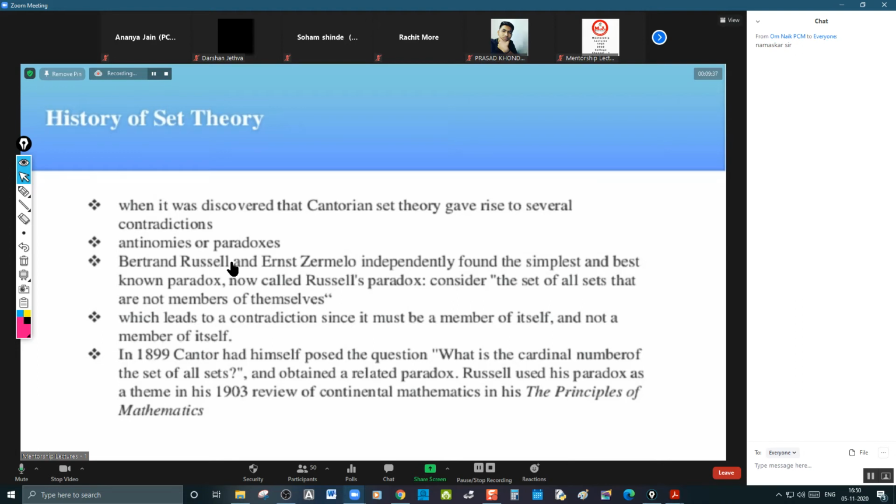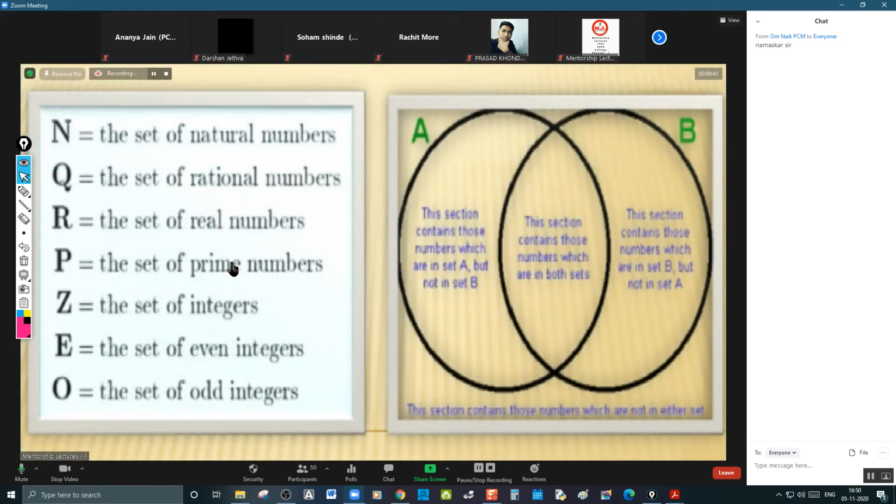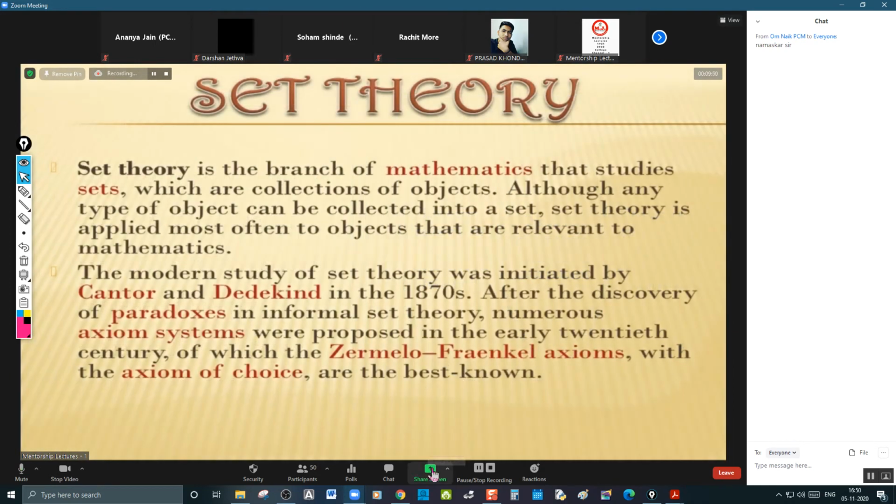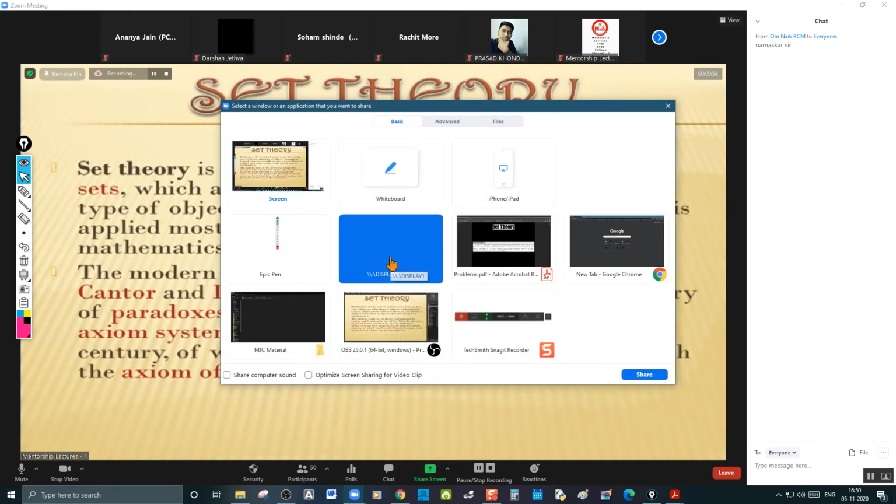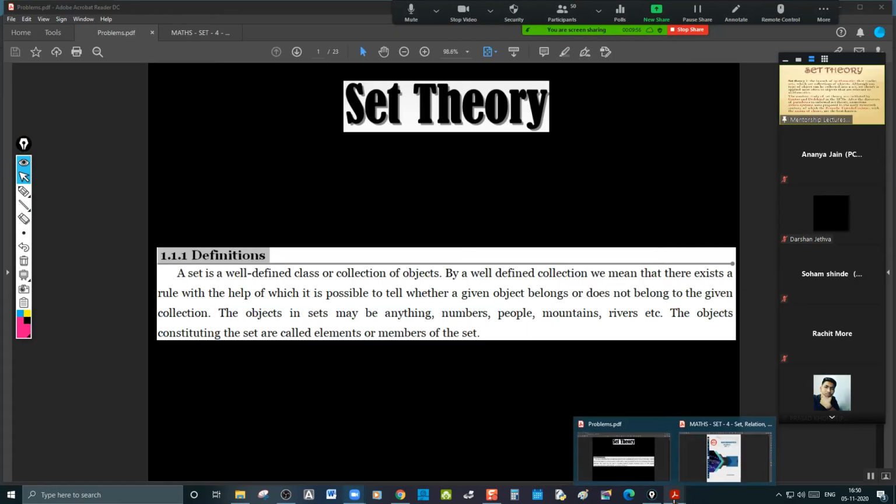Through the set diagrams. Those set diagrams are said to be the Venn diagrams. So we'll be seeing that. Okay. Now let me share the screen and let us start the theory of sets.